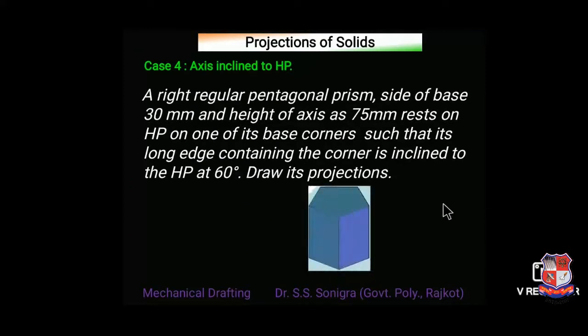Now the fourth case: a right regular pentagonal prism, side of base 30 mm and height of axis 75 mm, resting on HP on one of its base corners, such that its long edge containing the corner is inclined to HP at 60 degrees. Draw the projections. The data looks somewhat typical, but first just consider this one. It's a pentagonal prism, axis inclined 60 degrees to HP.